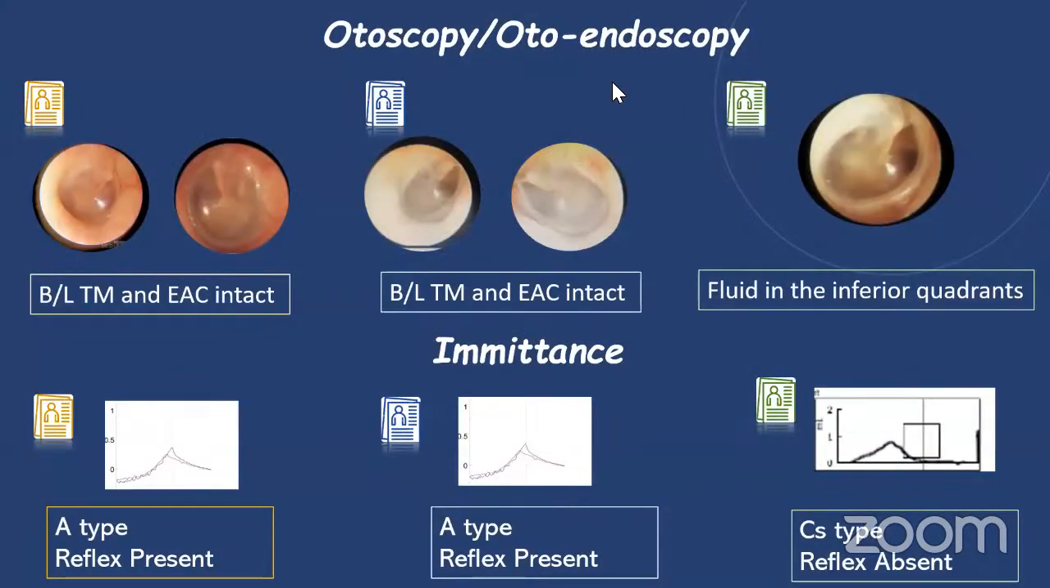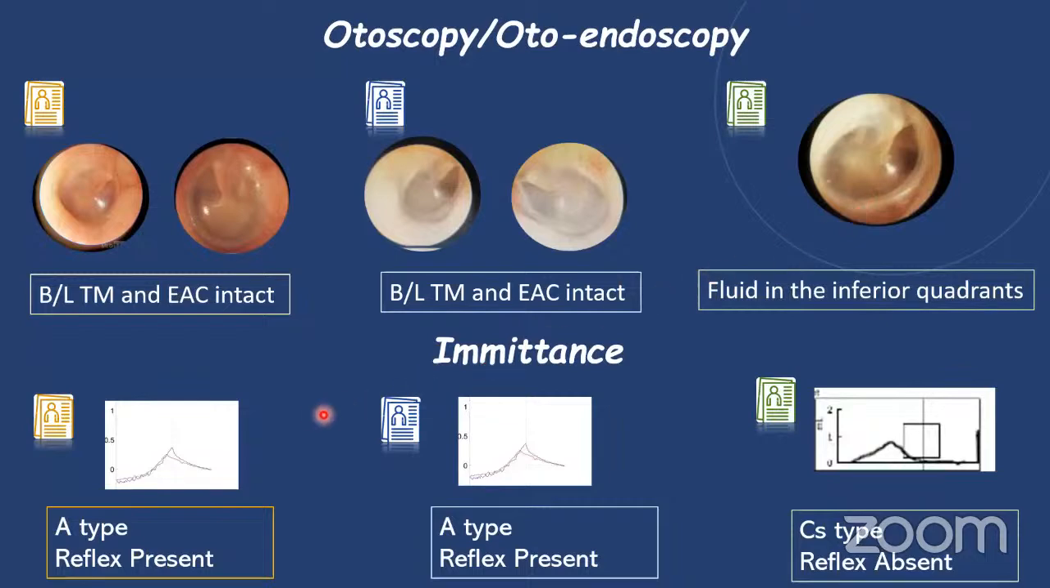Then the otoscopy or otoendoscopy findings were that both the first and the second cases had bilaterally intact TM and external auditory meatus. But in the third case, there were some fluid bubbles seen in the inferior quadrants. The picture is not so clear, and it's not very visible in the picture, but that was the finding from the otoendoscopy.